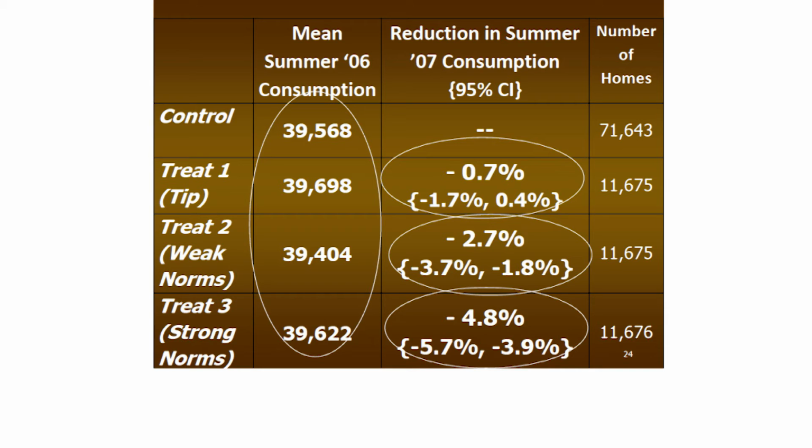The take-home messages from these results are that the tip sheet alone caused a 0.7 percentage reduction in average water use. The civic duty message plus the tip sheet caused a 2.7% reduction. And treatment 3, which included the tip sheet, the civic duty message, and the social norms information, caused a 4.8% reduction, much larger than either treatment 1 or treatment 2.